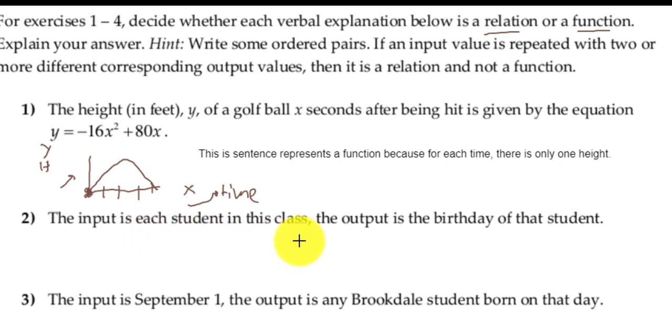The input is each student in the class, the output is the birthday. Okay, so again, if I were to make a table, I'm going to just use letters here. Imagine M stands for Mike, B stands for Bob, S is Susie, J is Jen. So for each person, they're only going to have one birthday. Maybe mine's on the 1st and the 2nd and the 3rd, and maybe even Jen is also on the 3rd, and that's okay. So each input would only have one output. The input would be the person, the output would be the birthday. So that would be okay. So I'm going to stop here, and then we'll finish up with another video.